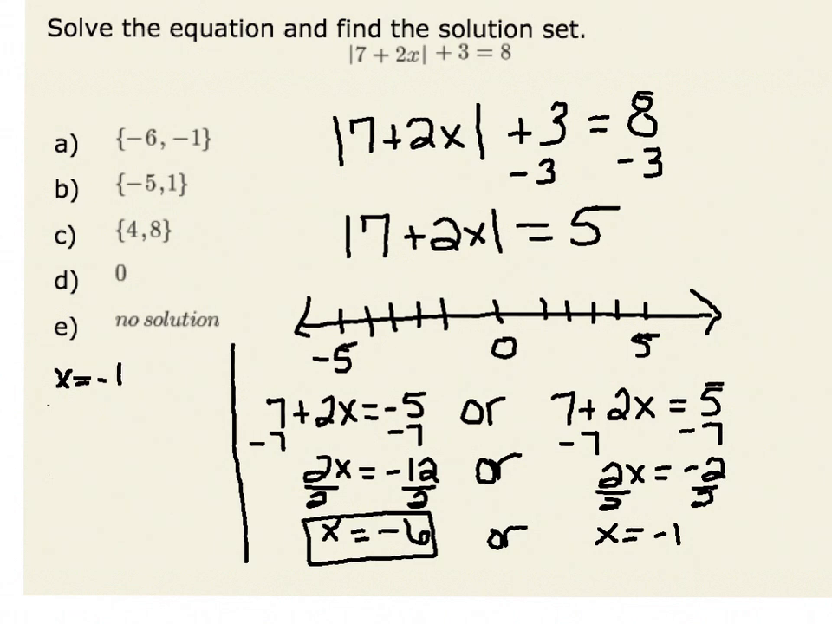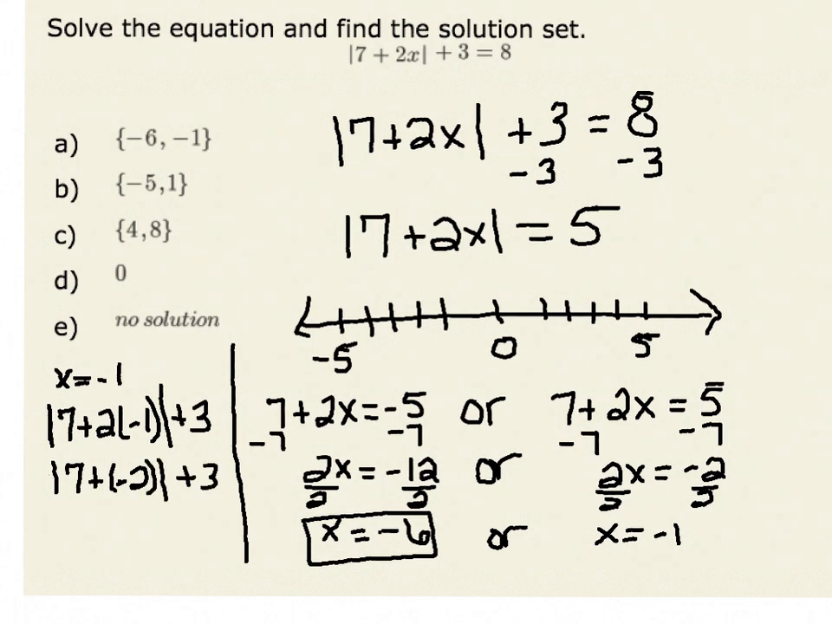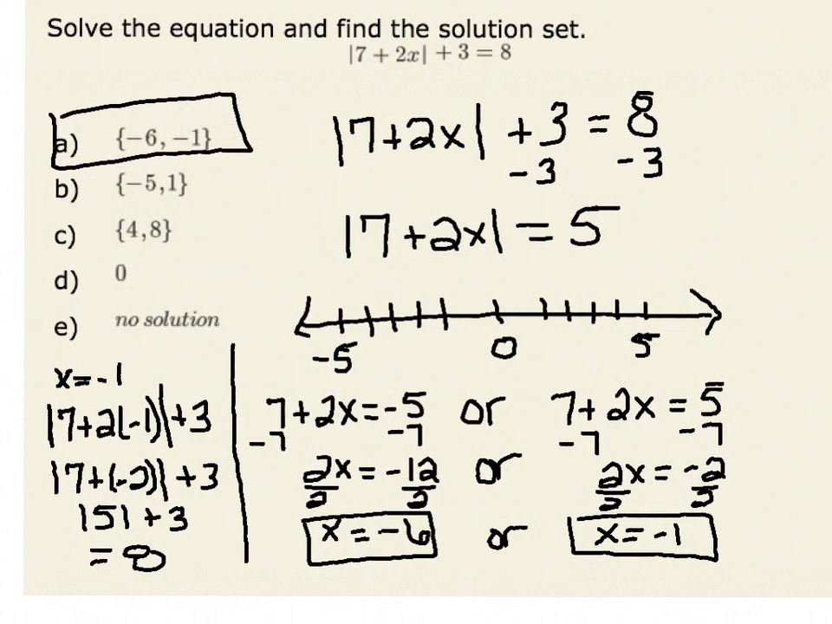Substituting in x equal to negative 1, we have the absolute value of 7 plus 2 times negative 1, then we add 3, and we want to verify again that that's equal to 8. 2 times negative 1 is negative 2. Therefore, we have the absolute value of 7 plus negative 2, then add 3. 7 plus negative 2 is 5, so we have the absolute value of 5 plus 3, and that is indeed equal to 8, telling us that x equal to negative 1 is also a valid solution. Therefore, our two solutions are negative 6 and negative 1.